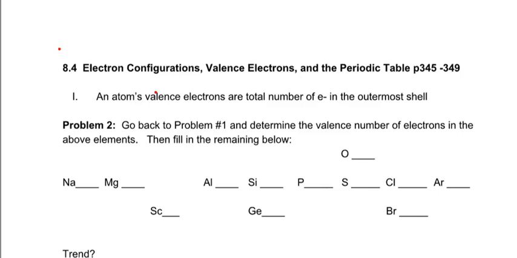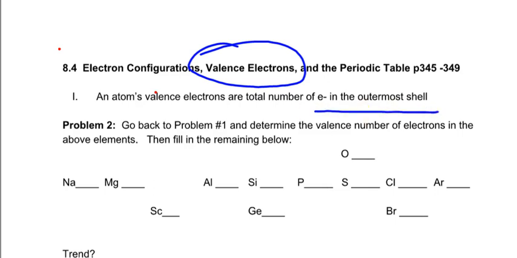This carries on from what we just did in section 8.3. What is new in this section is the idea of valence electrons. Those are your outermost electrons. Why do we care about those? Because those are your bonding electrons. We're getting closer and closer to establishing where these electrons are and how many I have to play with.